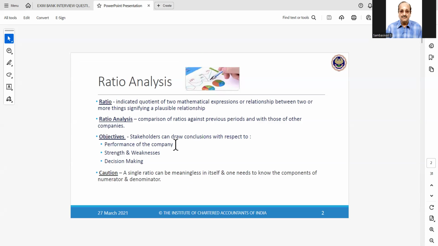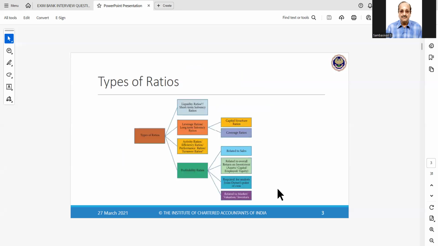Then objectives: stakeholders can draw conclusions with respect to performance of the company, strengths and weaknesses of the company, and decision making. Caution: a single ratio can be meaningless in itself, and one needs to know the components of numerator and denominator.